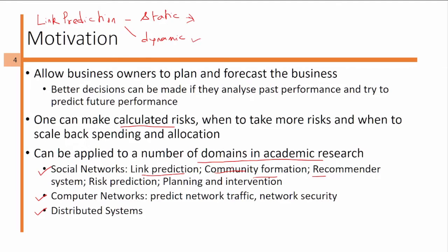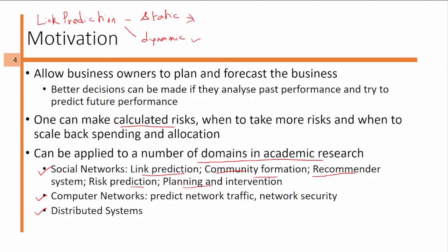Then community formation is an extension of link prediction. Here we want to find out the frequency and volume of interaction between the nodes. Recommender system, I have got a slide on this. It is also a very important area of research. And then risk prediction, planning and intervention. These are the areas in social networks which you can work on. I'm just pointing out the areas where you can do further research if you are interested in social networks.